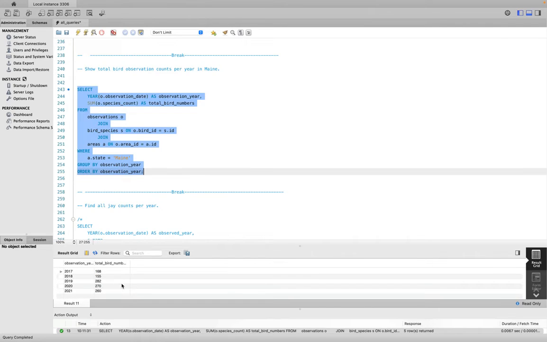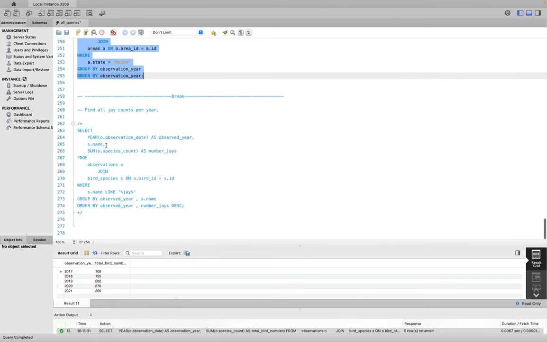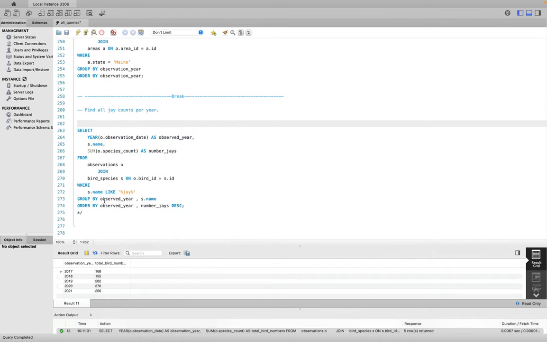In 2017, there was 168, 2018, 155, 2019, 282 birds, 2020, 270 birds, and 2021, 260 birds. So 4 years later, the overall bird count had increased slightly. And then the last query here is find all J counts per year.